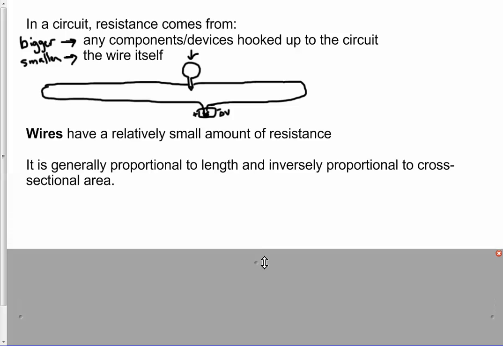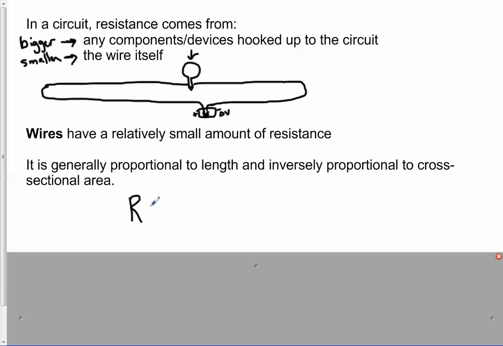And what determines how much resistance the wire itself has? Well, it is proportional to the length. That makes sense. The longer the wire, the more resistance there will be, more chances for the electrons to collide with atoms, and actually inversely proportional to the cross-sectional area. I'll talk about that in a second, but let me just write that down. Proportional to the length, inversely proportional to the area. So length on top, area on bottom. And it's proportional, so there's some constant times L over A.